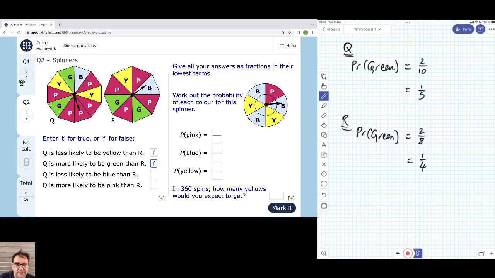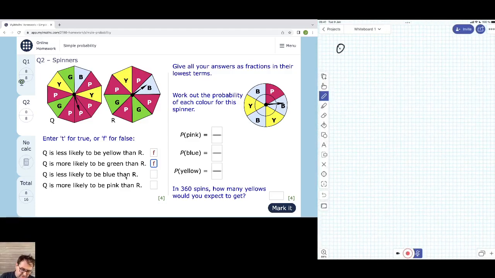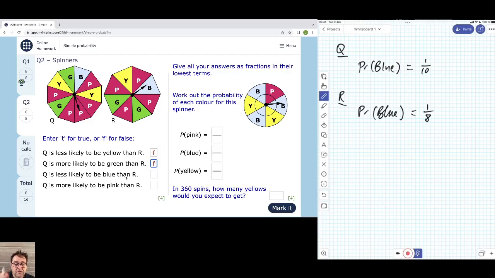Q is less likely to be blue than R. Okay, well, let's just look at that one. So on Q, the probability of a blue is 1 out of 10. There's 1 blue out of 10 sections. But on R, the probability of a blue is, well, there's 1 blue out of 8 sections. An eighth is bigger than a tenth, so it's more likely to be blue on R. So the statement Q is less likely to be blue than R is a true statement.